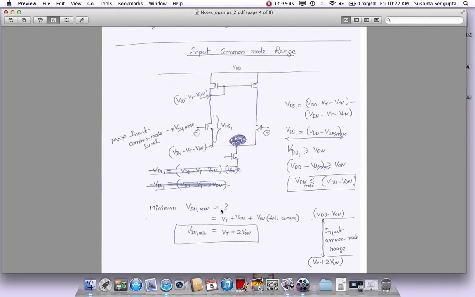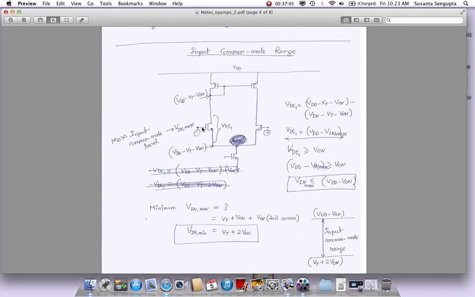How about the minimum? What happens when you lower it? This also goes low. Now you will start to squeeze this current source. You will try to knock it out of saturation into active. We don't want that. We don't want this current to be reduced. So we want it in saturation. So what is the minimum?